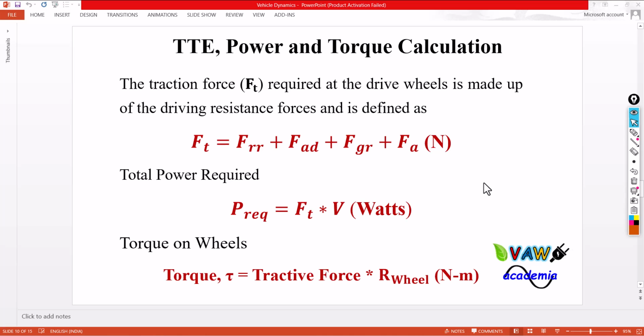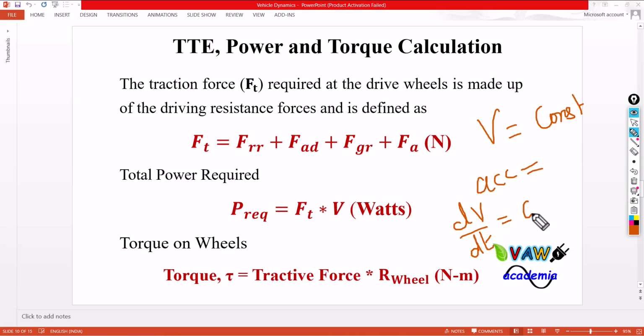Mathematically, if the velocity is constant, then acceleration is 0. That means if you take dv divided by dt, the derivative of velocity, and the velocity is constant, it will give you 0. But you cannot maintain 0 acceleration in reality. So for better understanding, first I am going to simulate the system with constant velocity and constant acceleration. Later, I'll use a drive cycle source which will give you a variable velocity with respect to time.